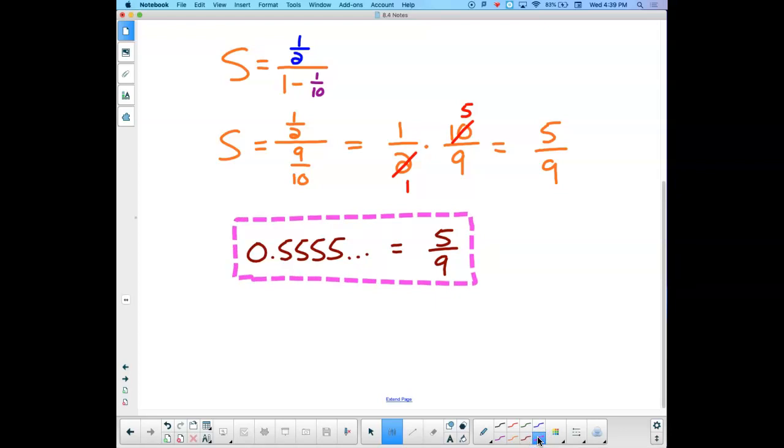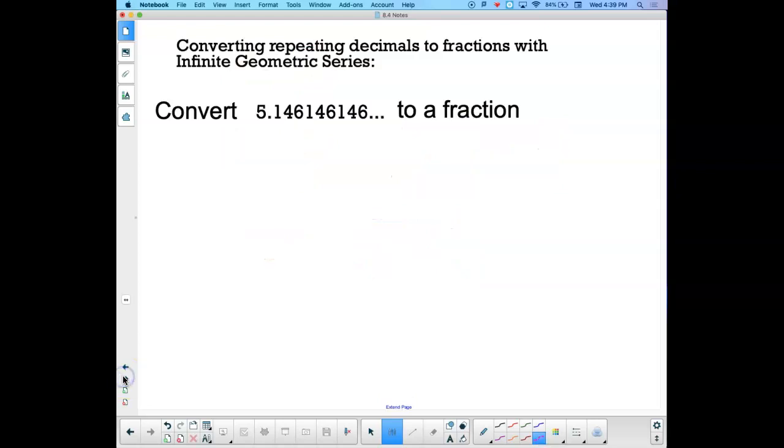So we first look for what's repeating, then we set up an infinite geometric series to go on with that, and then we find the sum of that infinite geometric series. That gets us our fraction form. Okay? Now, again, we look for what's repeating.